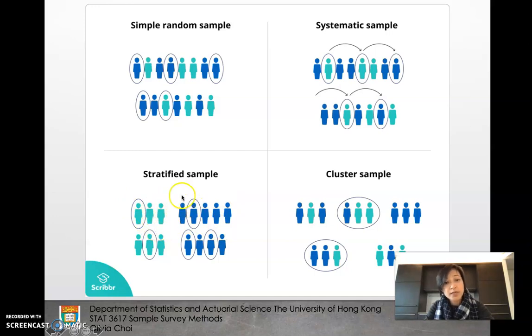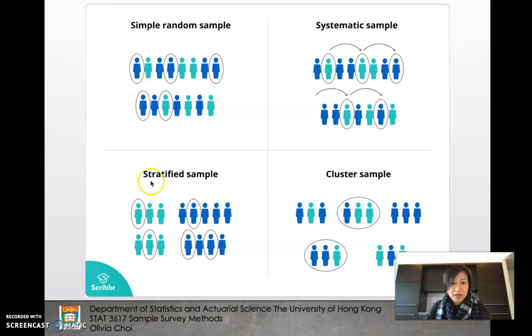So between strata, they're quite different, but within a stratum, they're very similar. Let's say I'd like to estimate the average income of households in different districts in Hong Kong. We can easily divide Hong Kong into 18 districts, and then I would know that within a district, the household incomes are more or less similar.